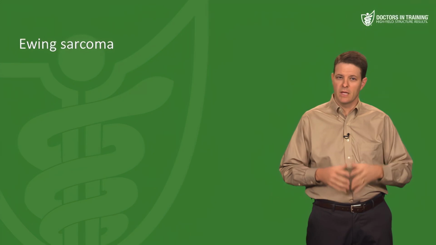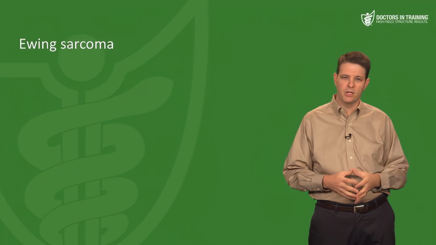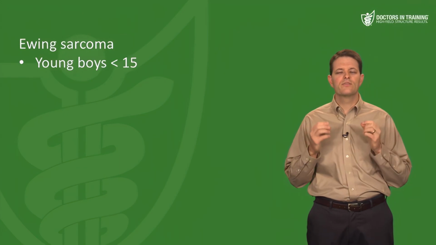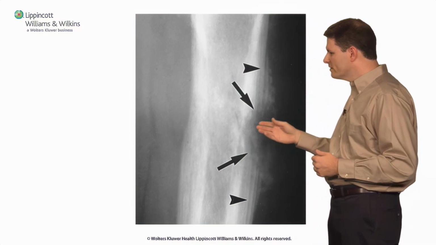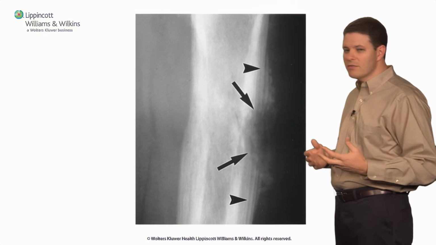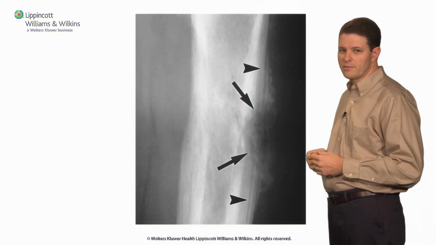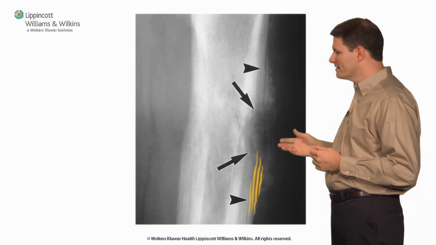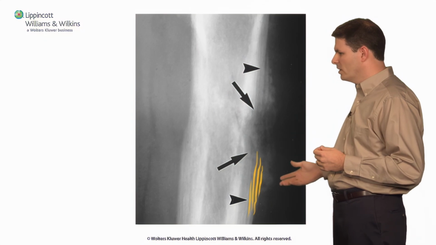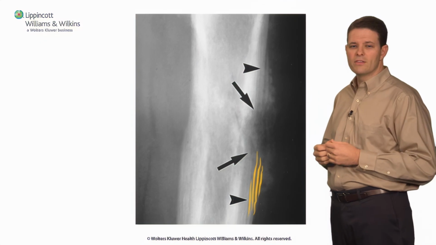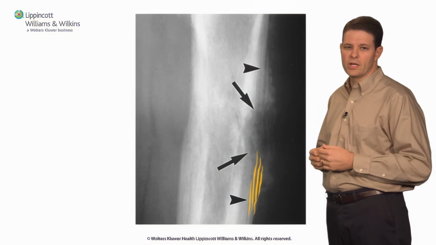One last primary bone tumor to mention is Ewing sarcoma. Again, sarcomas are malignant by definition. Ewing sarcoma occurs in young boys under 15, and it's extremely aggressive. Ewing sarcomas tend to grow on the surface of the cortical bone, along the shaft of the long bones. And on X-ray, you can see this destruction and disruption of the cortex. That disruption of the cortex gives this classic onion skin appearance with what looks like layers of an onion. And you should also know that Ewing sarcoma is associated with the 11;22 translocation.